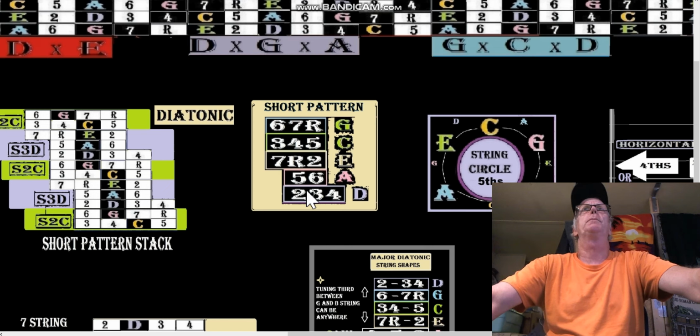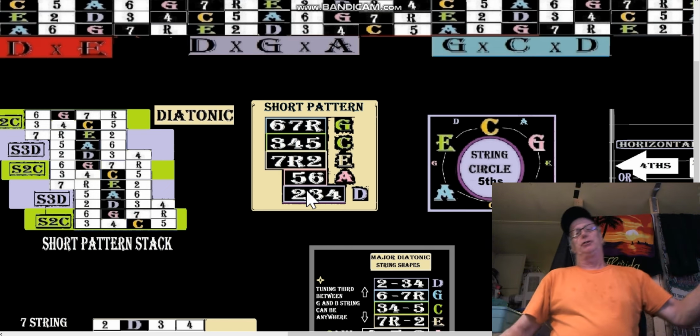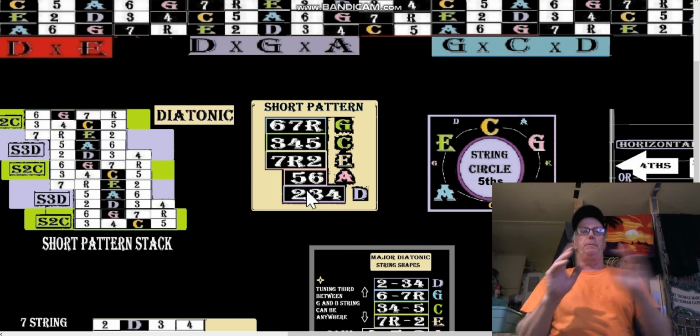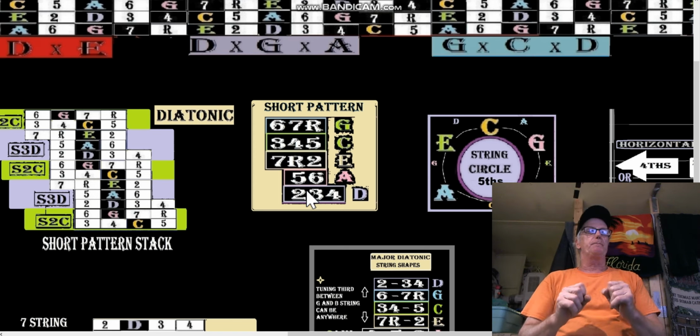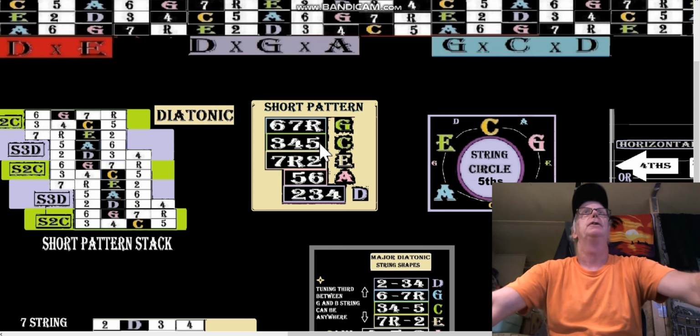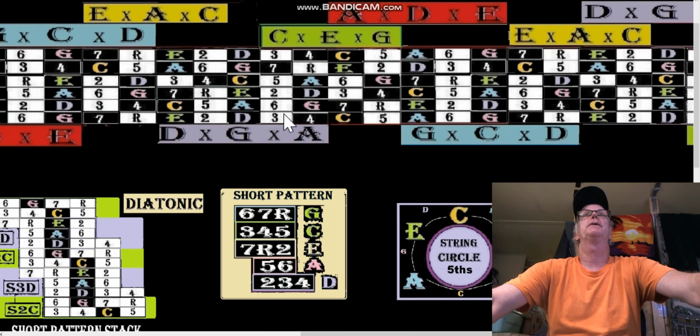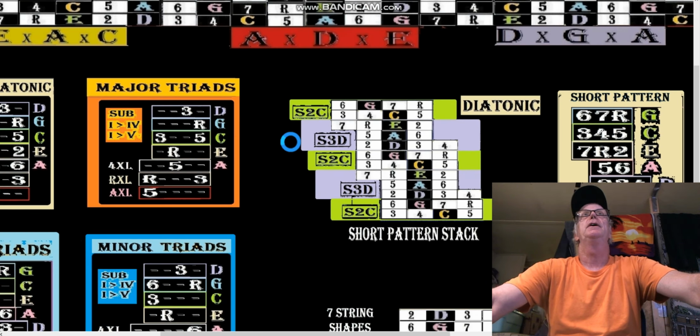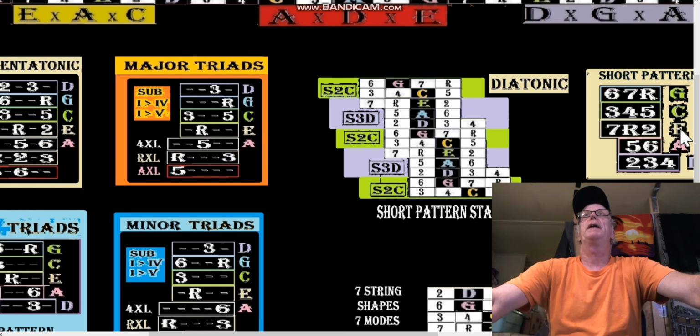And here's the short pattern. It's shown with the D on the bottom, but what makes the string shapes great is that they don't have to start in any particular cage. So this would be 2, 3, 4, like a D cage up here. But once you learn these, you can start them in any cage. So that's your short patterns diatonic.